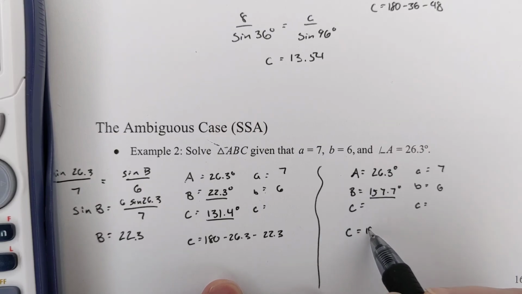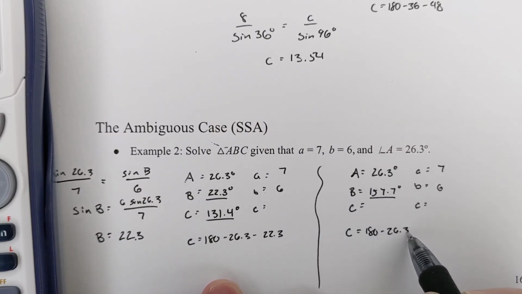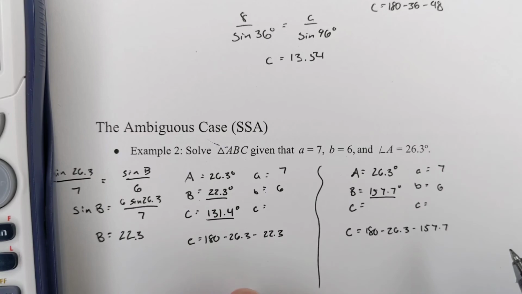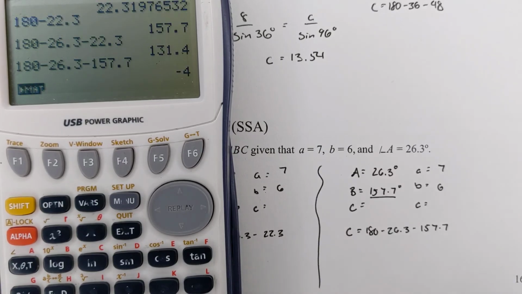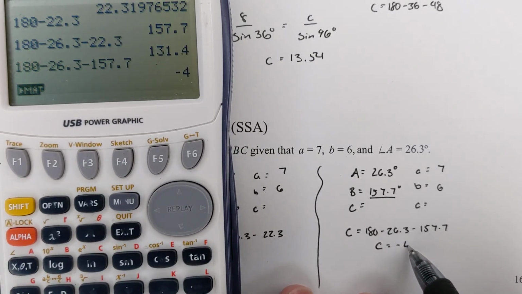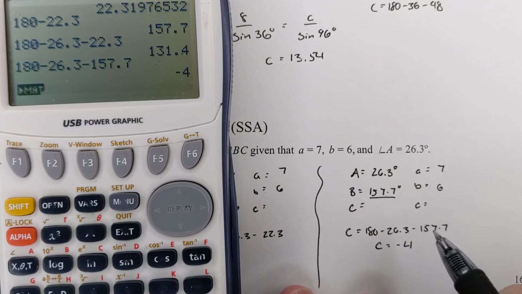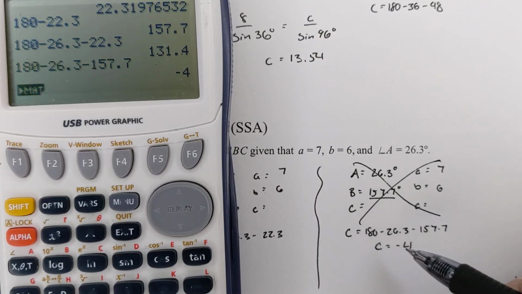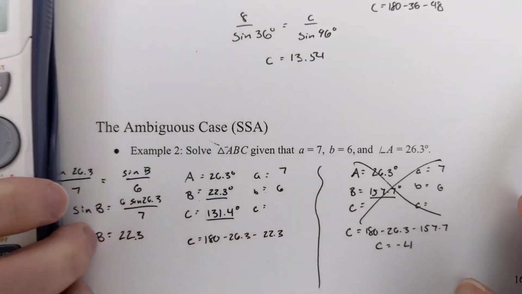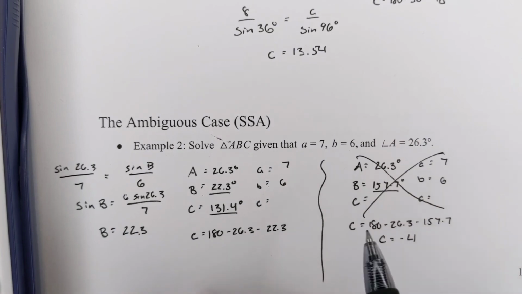Over here, same thing. Angle C is going to be 180 minus 26.3 minus 157.7. If I do that, I get angle C is equal to -4. That's impossible. This triangle cannot exist. These two angles already add up to more than 180, which means I don't have a triangle. So there is not a second possible triangle here.